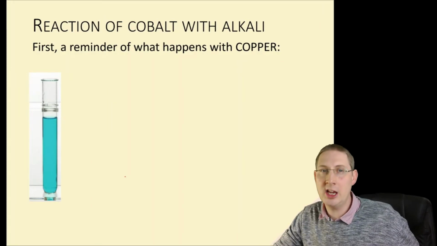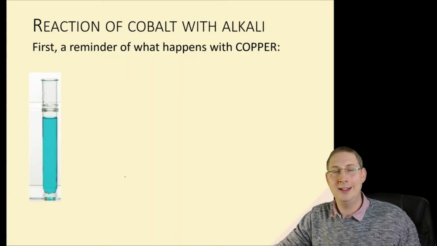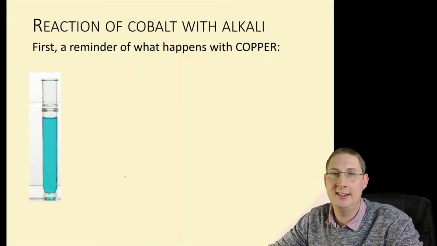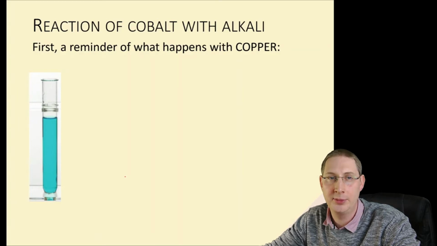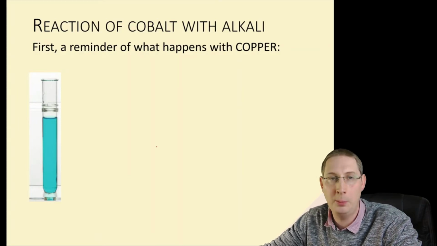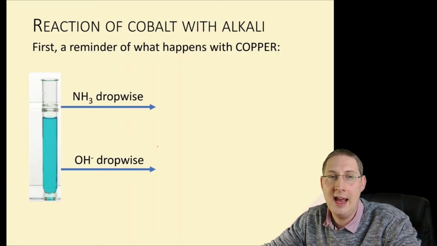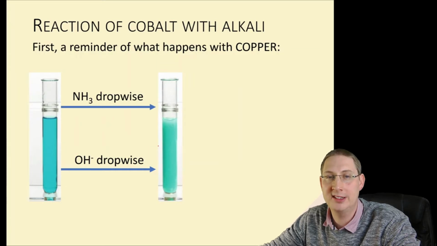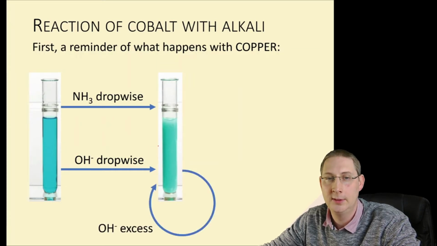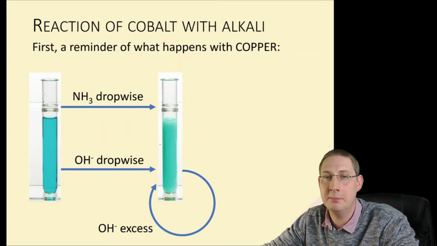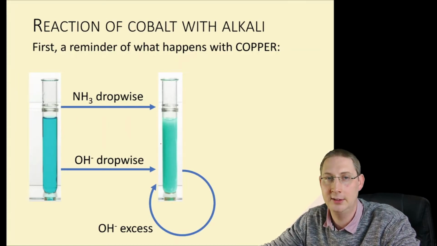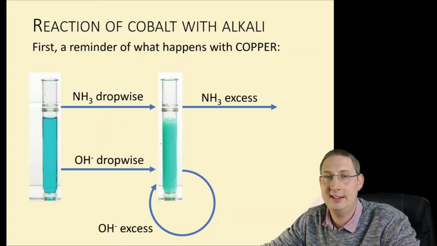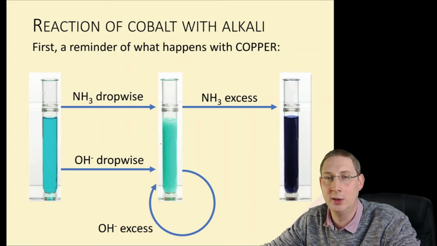Now, we're going to go through cobalt, iron and chromium, and in all of these cases we're going to react these with alkali. So let's remind you what happened with copper first. When we added ammonia or hydroxide dropwise, we ended up with a precipitate. The addition of excess hydroxide made no difference to that precipitate, but the addition of excess ammonia did affect it because the precipitate redissolved to form a dark blue solution.